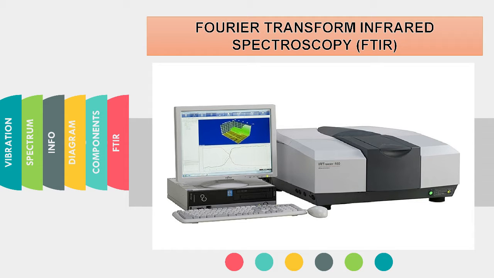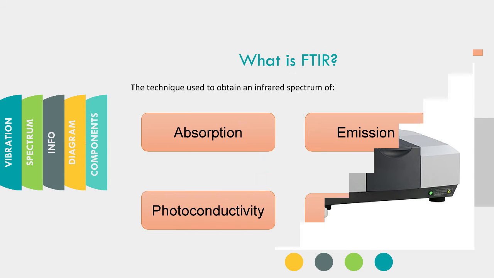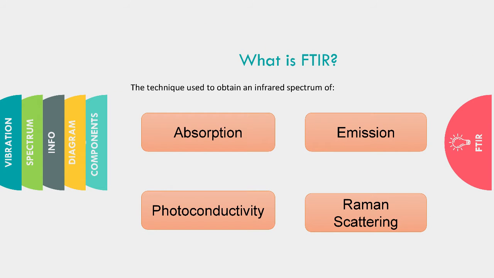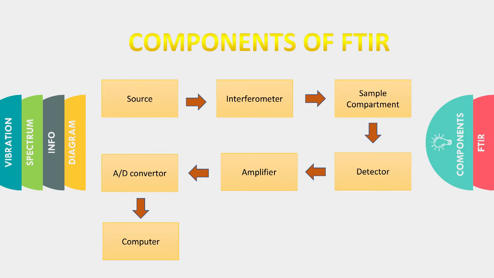What is FTIR? FTIR is the principle of infrared or IR spectroscopy, which is an important system in organic chemistry that can identify particular functional groups present in a molecule. FTIR is a technique which is used to obtain an infrared spectrum of absorption, emission, photoconductivity or Raman scattering of a solid, liquid, and gas.